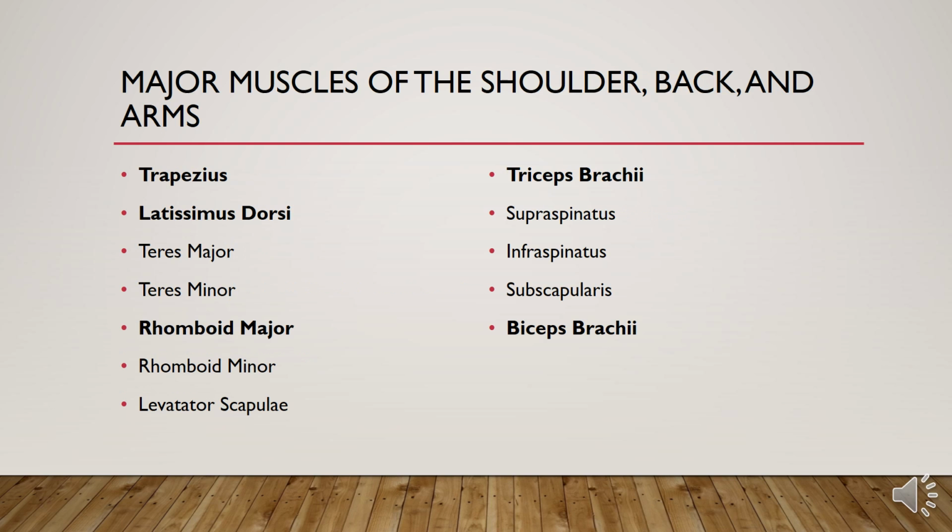Read those pages. Now we're on to the major muscles of the shoulder, back, and arms. Some of the major ones here are the trapezius. It's a gigantic one in your back. Latissimus dorsi, another gigantic one right below it on your back. Teres major, teres minor, rhomboid major, rhomboid minor, levator scapulae, triceps brachii, supraspinatus, infraspinatus, subscapularis, and biceps brachii. So those are the major muscles in your upper arms and back. Again, the bold ones, know the origin and insertion. All the other ones, know where they're at.